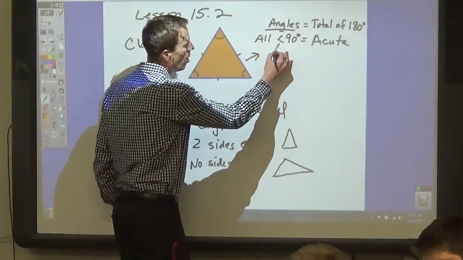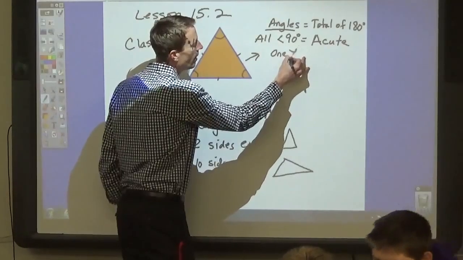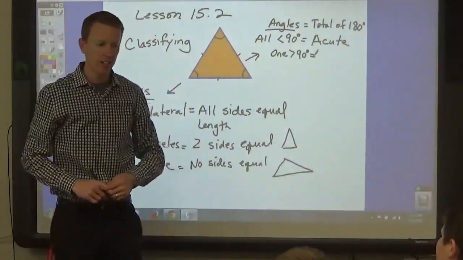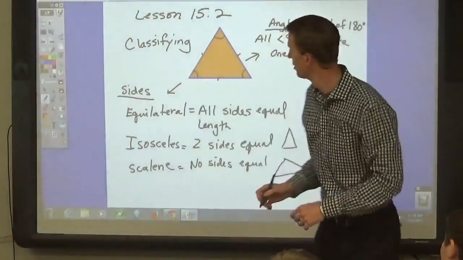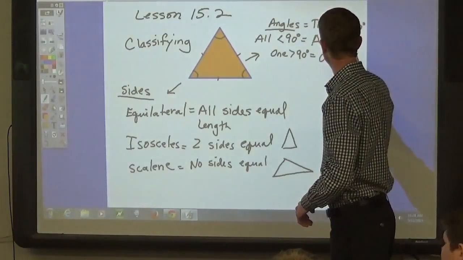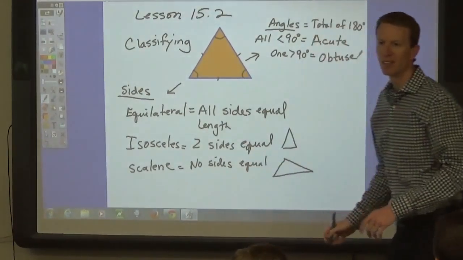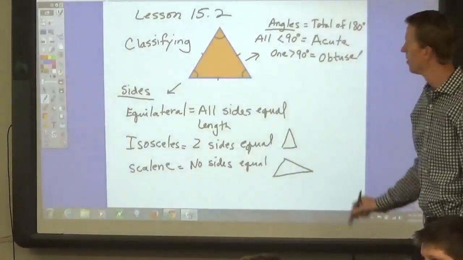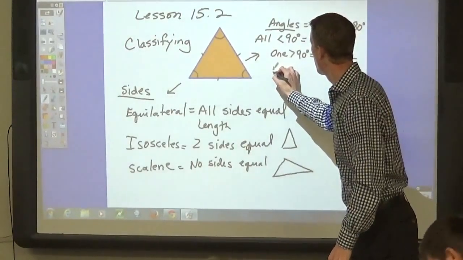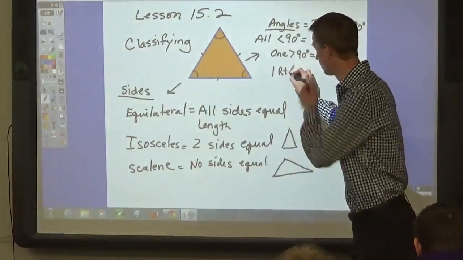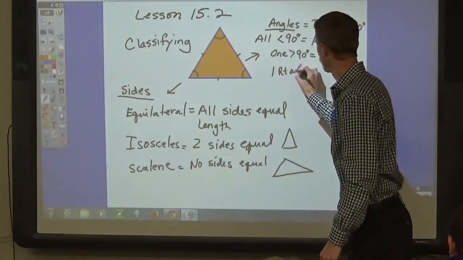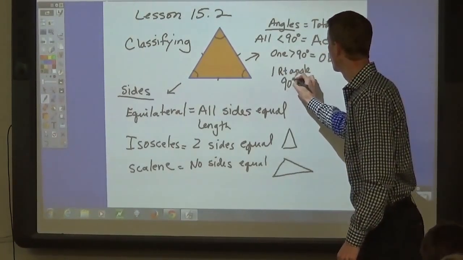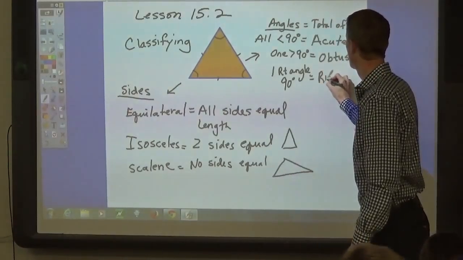If it has at least one angle greater than 90 degrees, what is an angle that's greater than 90 degrees called? Obtuse. So this we call an obtuse triangle. It's a little chunky. And then if it has one right angle, or one 90-degree angle, then we call it a right triangle.